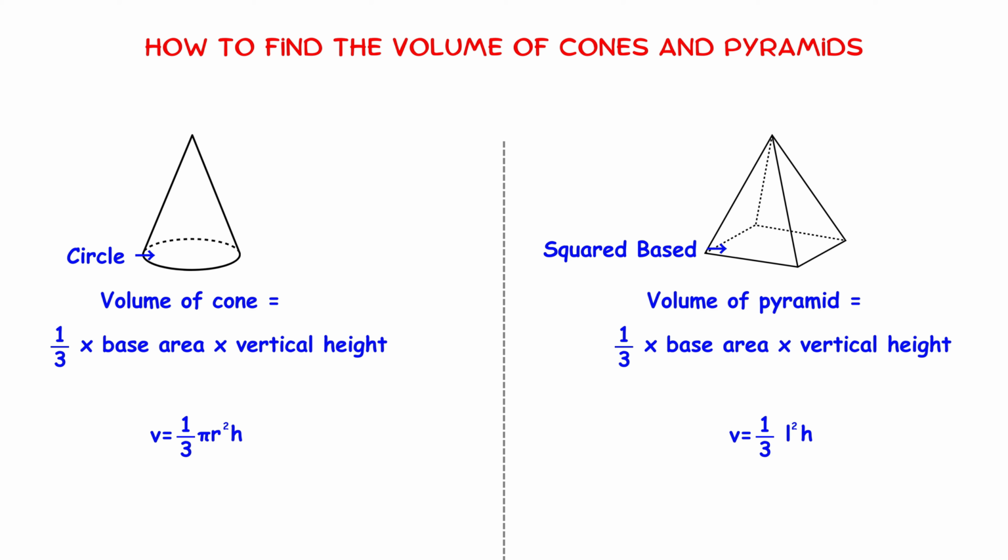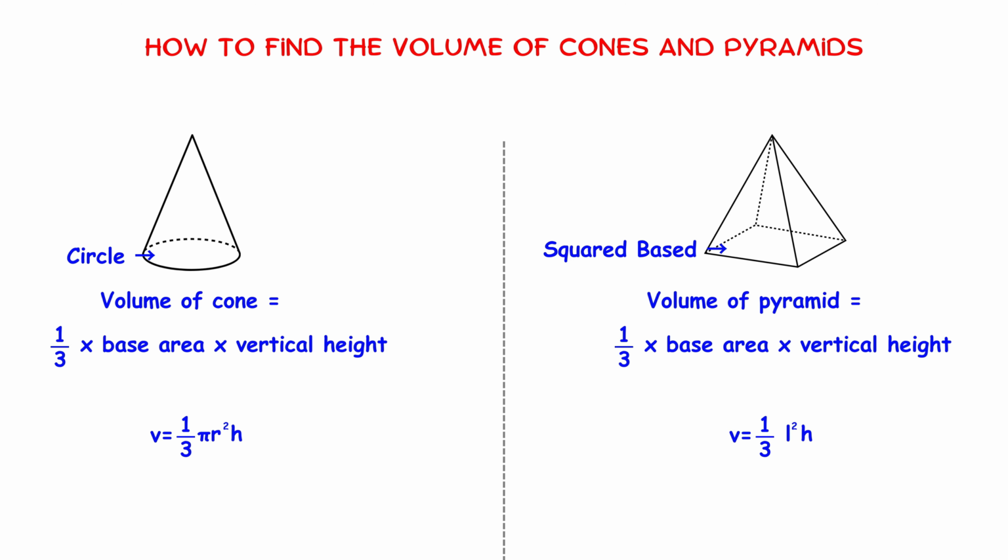For pyramids, though, the formula for the base depends on what type of pyramid you have. For example, this pyramid is a square base pyramid. So for the base area, we just use the area of a square, which is length times length, or length squared. And so this would give us the formula V equals 1/3 L squared h. But if we had a different base, like in this triangle-based pyramid, then we'd have to use a different base area. In this case, the area of a triangle.